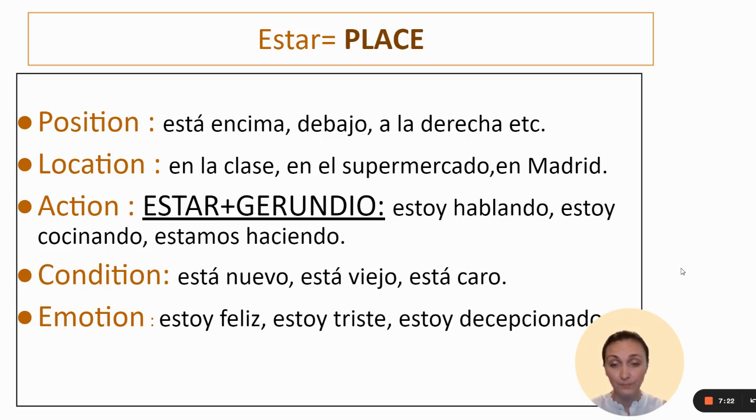An action, and this is something we are going to do in more detail in a separate video, is when we have the verb estar más gerundio. Gerundio, again, needs more detail, but it's something like estoy hablando, estoy cocinando, estamos haciendo. The equivalent of estar más gerundio in English would be something like I am listening, I am doing, I am practicing. All right?